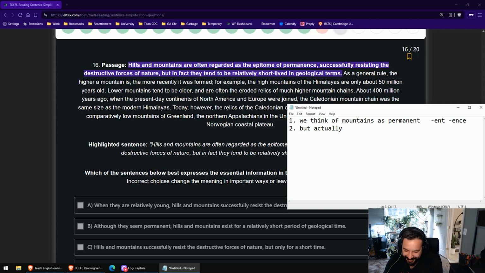But actually, they are not. They are relatively short-lived. Now, it's very important that you say relatively because they're not short-lived. Maybe they live millions of years, but compared to other stuff that lives, I don't know, hundreds of millions of years, that's going to be relatively short-lived. So it's a very important piece of information here.